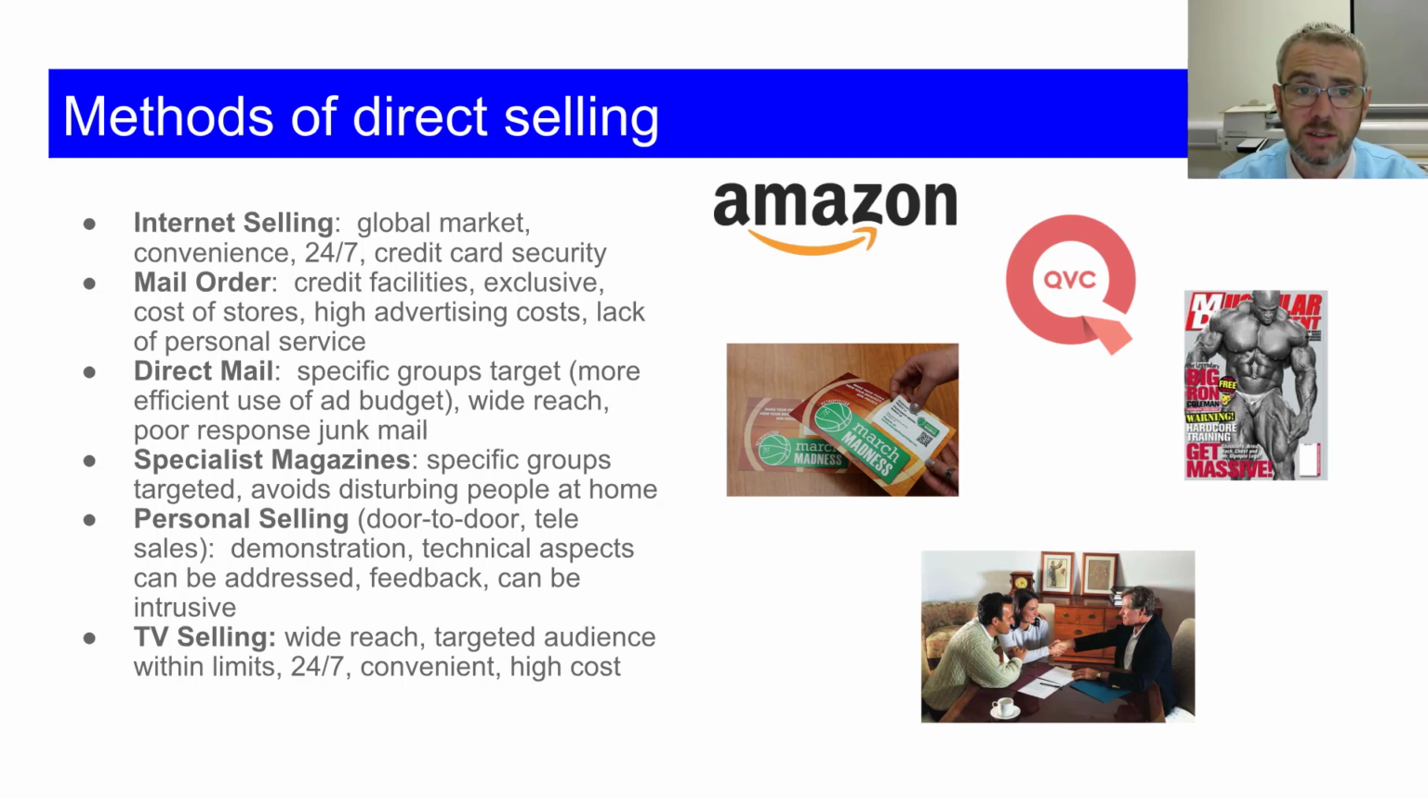So you can mail order things. Right? So the best things about these are the convenience. On the internet now, it's a global market. You can buy stuff off Alibaba from China. You've got 24/7. You've got credit card security. You can use PayPal. People are more confident now about shopping on eBay, etc., or on Amazon because they can use these things. If you look at mail order, they might give you some credit facilities.